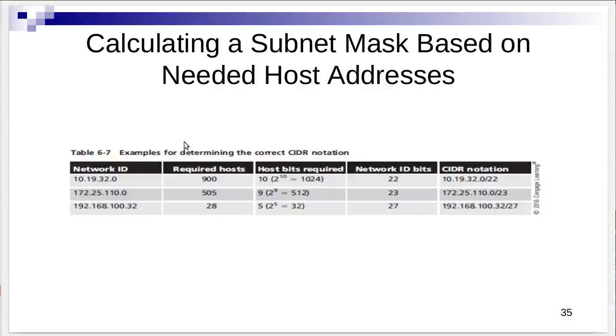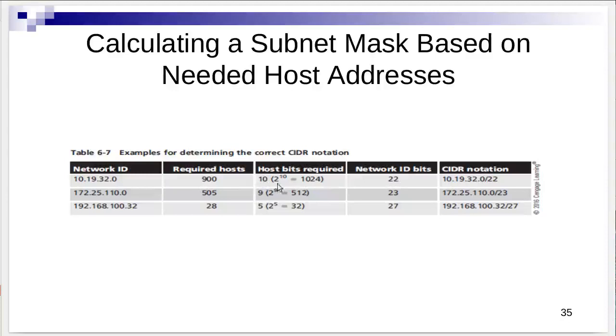Okay. So if you take a look at needed host addresses, this is a good example. Let's say we're taking a look at 3 different classes of networks. If you have a network ID of 10.19.32.0 and you need 900 hosts, remember the closest power of 2 would be something like 2 to the 10, which is 1024, which means that you have to use 10 bits for the host ID part, which means you're left with 22 bits for the network ID part.